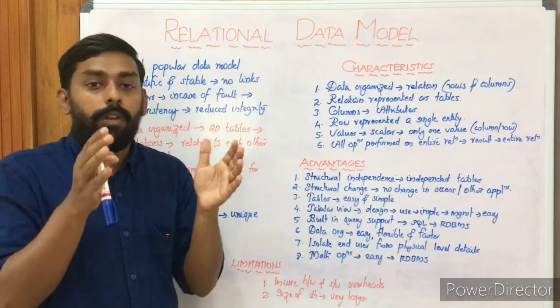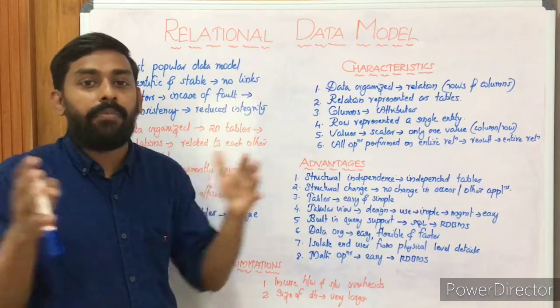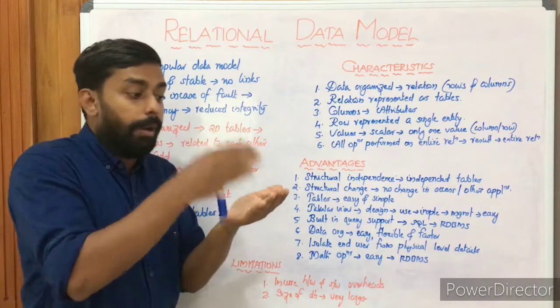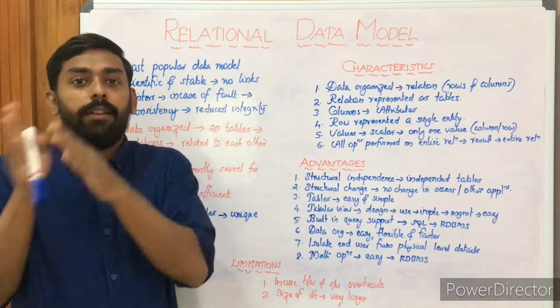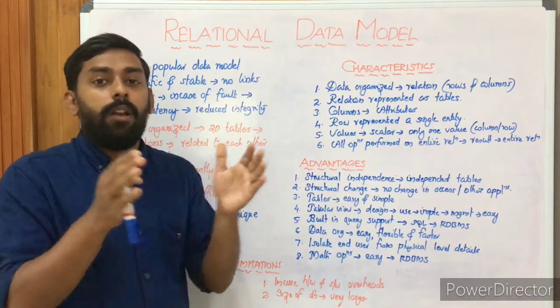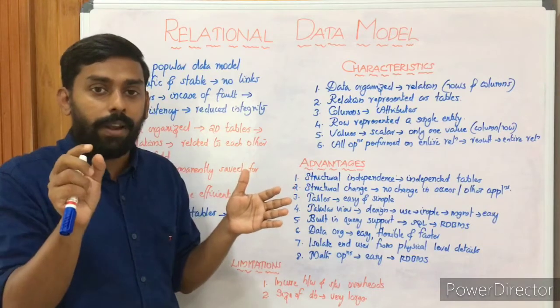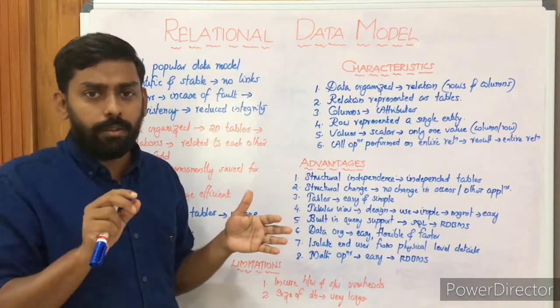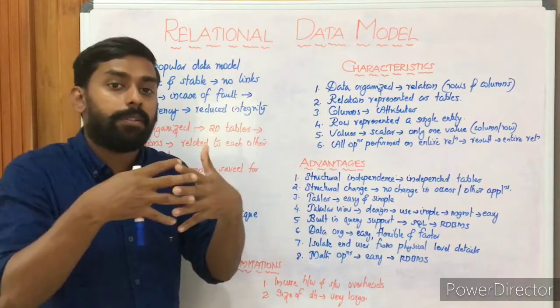Structural independence means we follow modularity. We don't create a single table for storing the entire data; we create multiple tables. We know there are two types of files: flat file and relational file. A flat file is a single table having all kinds of data, and is used for small applications. But relational means data stored in multiple tables, and these tables are connected.